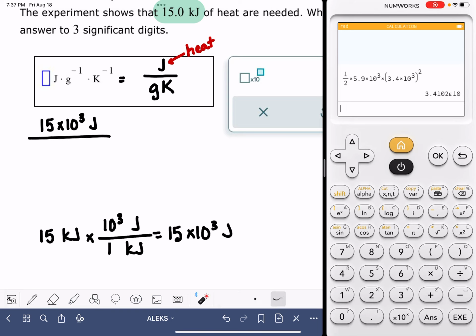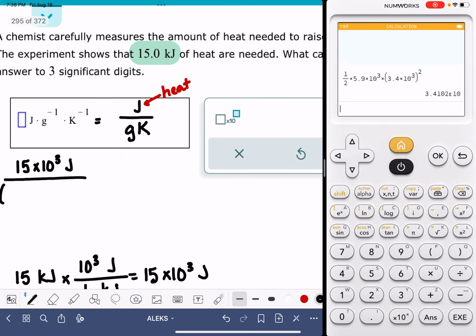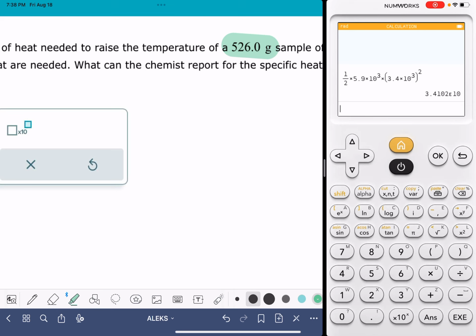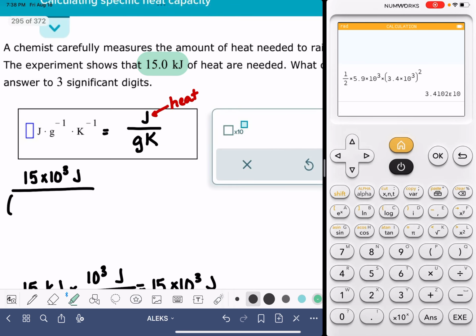Now, in the bottom part of our equation here, we have the mass of our sample or our object. It needs to be in units of grams. And my object mass is 526 grams. The units are correct, so I don't need to do any kind of conversion there. 526 grams. And I'll make a note, that's our mass.